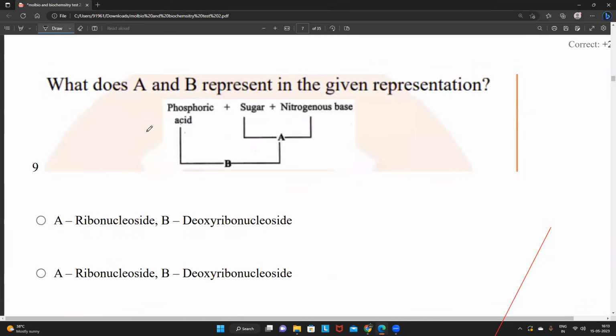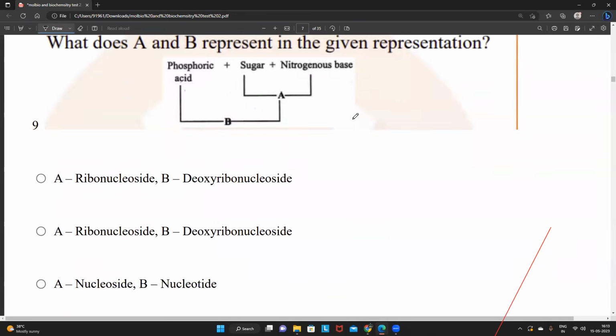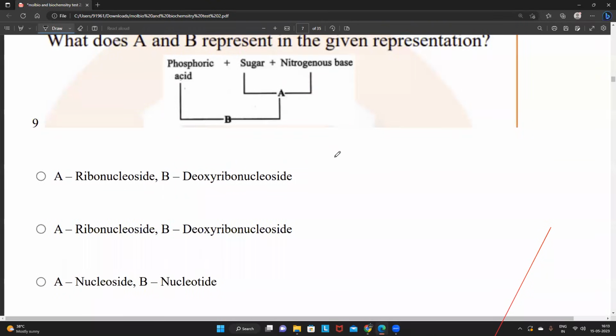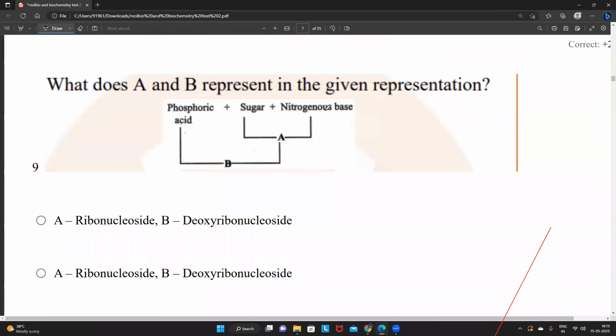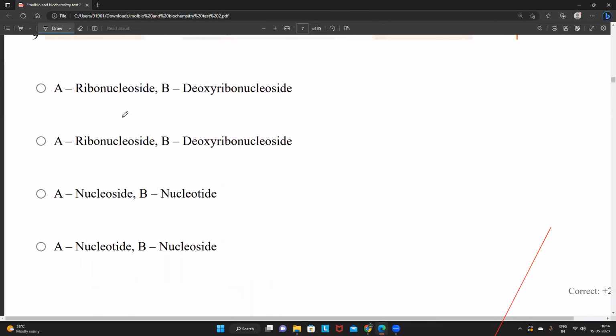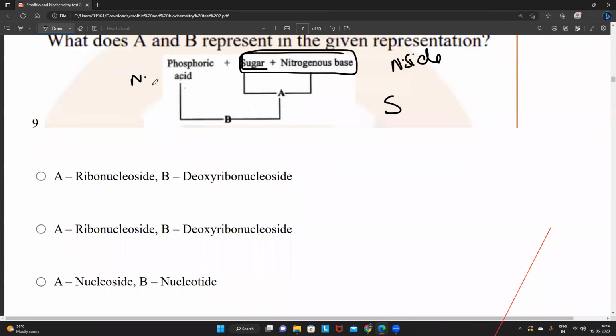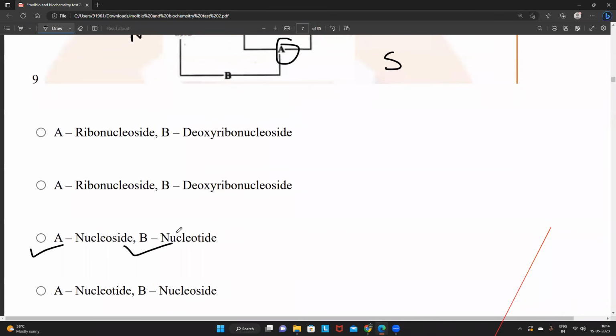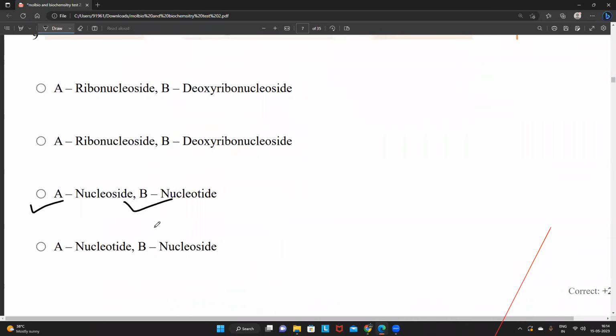What does A and B represent in the given representation? How many times have we all studied this, friends? When sugar and base, only these two, are present, what do we call it? Nucleoside. When sugar and base are associated with phosphoric acid, what do we call it, friends? We will be calling it the nucleotide. Correct, na? So A will become nucleoside and B will become the nucleotide. Hence, this will be the correct answer.